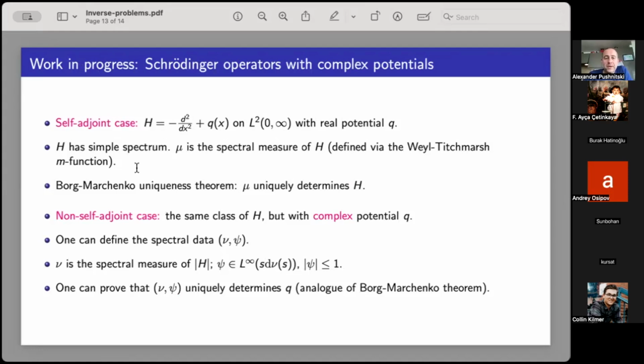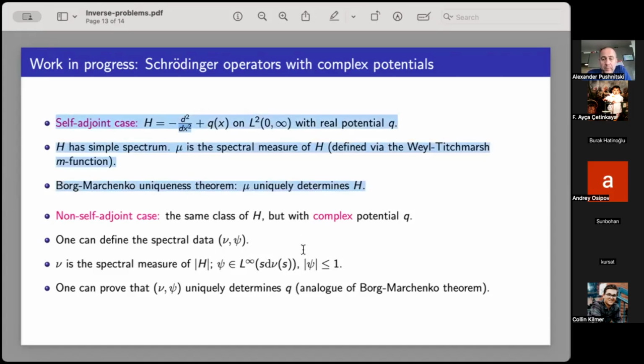So then such a Schrödinger operator has simple spectrum, as is well known, and there is a spectral measure of this operator H. It's defined through the standard Weyl-Titchmarsh M function. And the Borg-Marchenko uniqueness theorem says that the measure mu uniquely determines the operator H. I'm deliberately using the same notation as for Jacobi matrices because it's a related object in this different context. So that's the classical self-adjoint case.